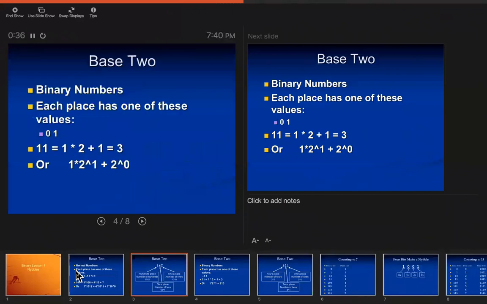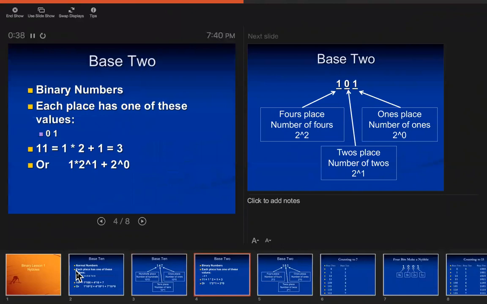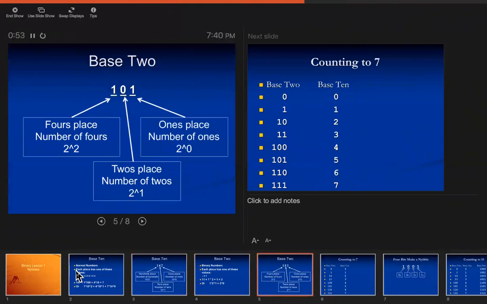Base 2 is the same thing taken to binary. So you have only 2 numbers, 0 and 1, so you call it base 2. So 1 1 means a 1, and this is the number of 2s. So 1 1 is 3. And this number is 5. The one on the right is the number of 1s, the next one is the number of 2s, and the one on the left is the number of 4s. That's base 2.